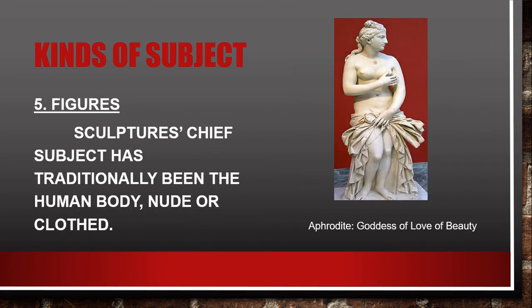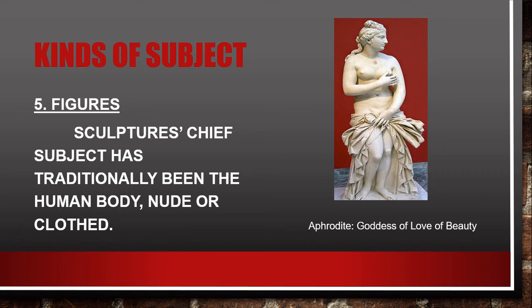The sculptor's chief subject has traditionally been the human body, nude or clothed. The body's form, structure, and flexibility offer the artist a big challenge to depict it in a variety of ways, ranging from the idealistic, as in the classical Greek sculptures, to the most abstract.